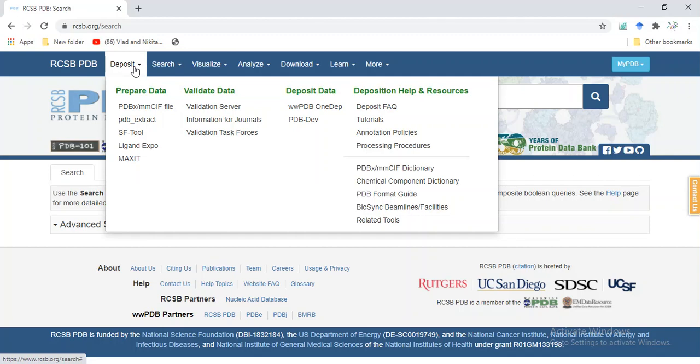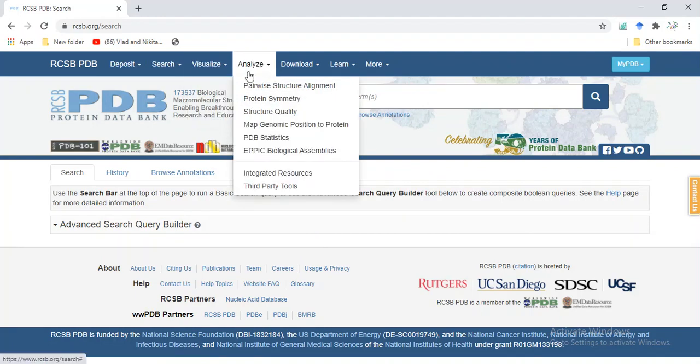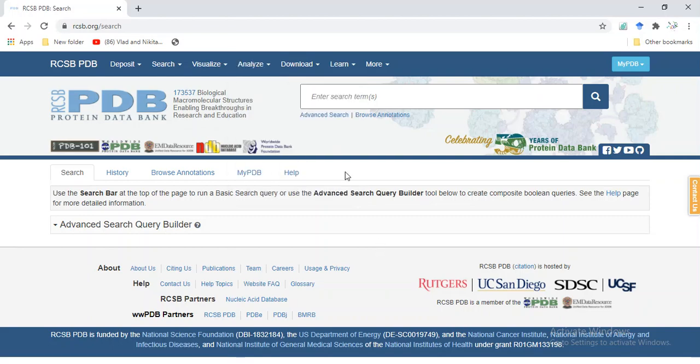Like, recently we deposited our crystallographic data of human carbonic anhydrase 1. We can search or visualize in different 3D views or protein feature views, and we can analyze different parameters. So today we will discuss how we can use it.